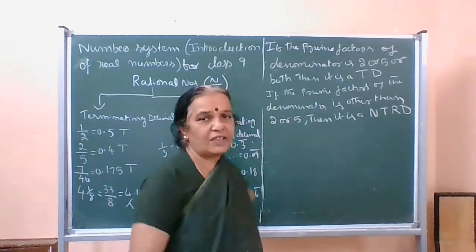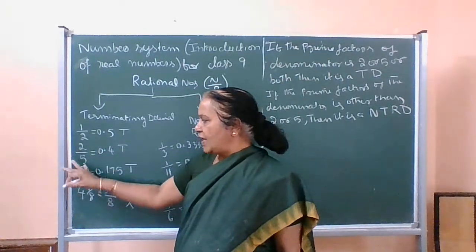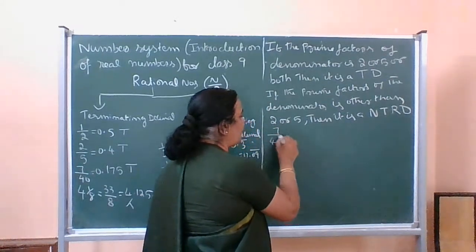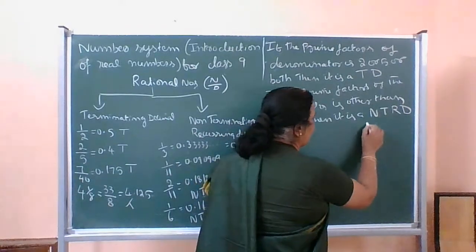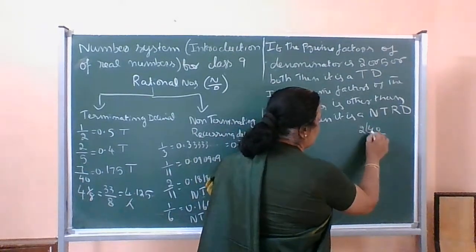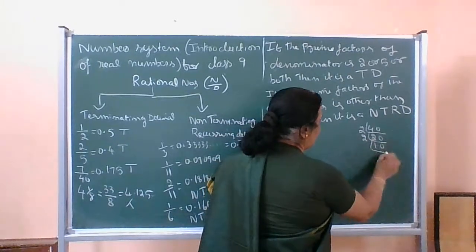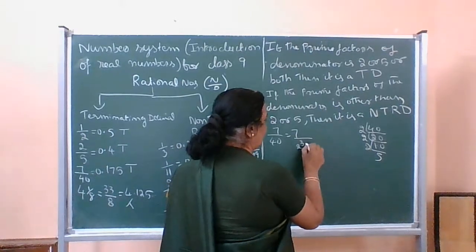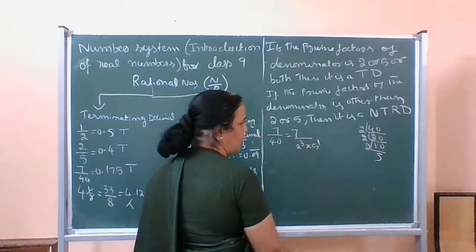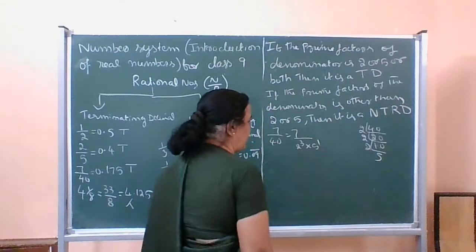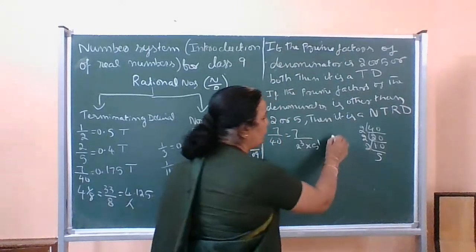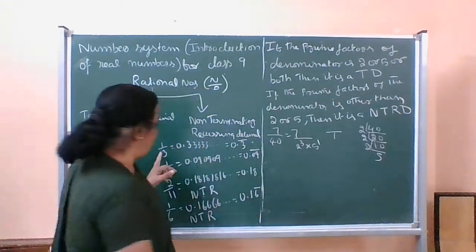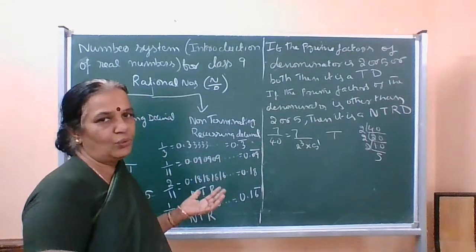See these examples. 2 here, 5 here, 40. What happened? If I write 7 by 40, write the prime factors of the denominator. Therefore, it is 7 by 2 to the power of 3 and 5 to the power of 1. 2 twos are 4, 4 twos are 8, 8 fives are 40. Therefore, it is a what? Terminating decimal.